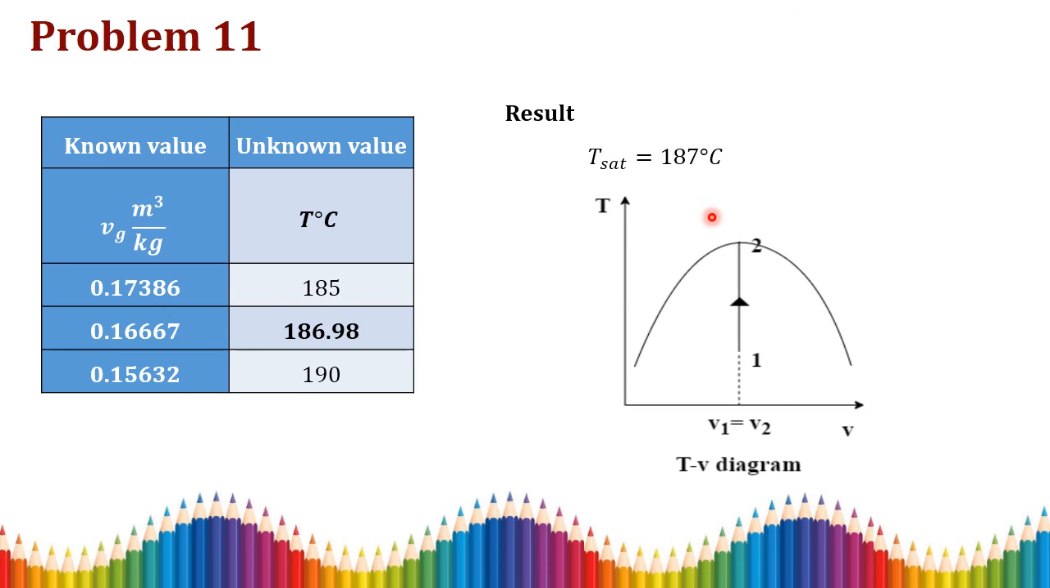Also, in the problem they asked to draw the T-v diagram. So this is your T-v diagram. In this it is completely vaporized in the second stage. This is your initial stage, it is a liquid vapor mixture. So it is initially completely vaporized, and you have to touch the dry saturated line. Okay, thank you.